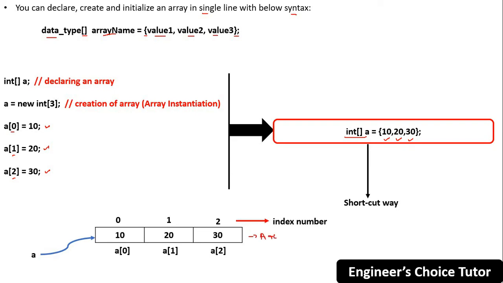See, this is the array object, right? And these are index numbers 0, 1 and 2. And see the values 10, 20 and 30. And A is pointing to this. Is it clear? Fine. Now let's see the next.